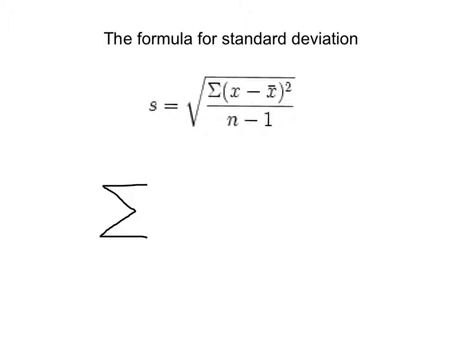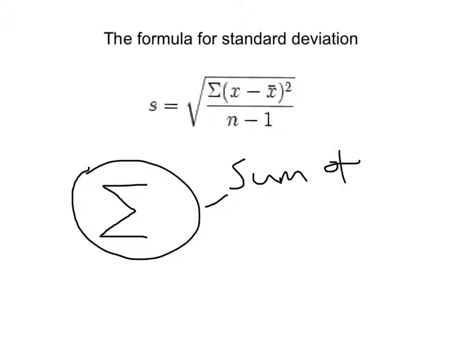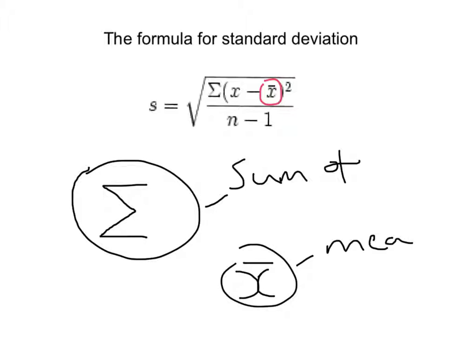First, a quick introduction to the symbols you might not have seen before. This symbol here, we call it sigma, and it just means the sum of. So it means you're adding together what's next to it. The next thing that you might not have seen before is this symbol here, which we call X bar, and that is just the mean, which you should be able to work out already.